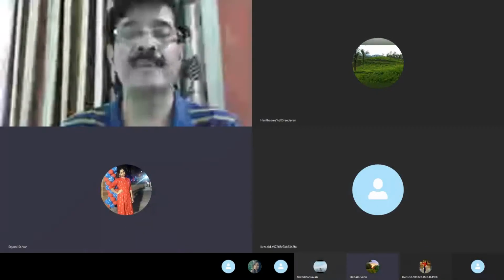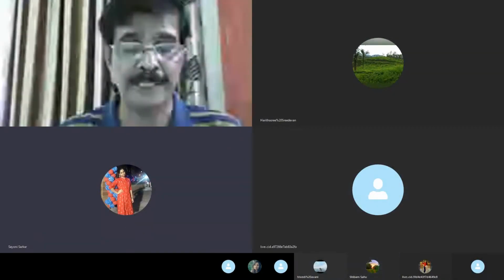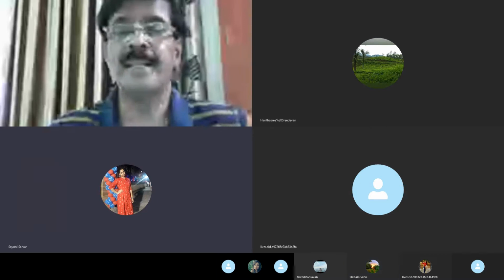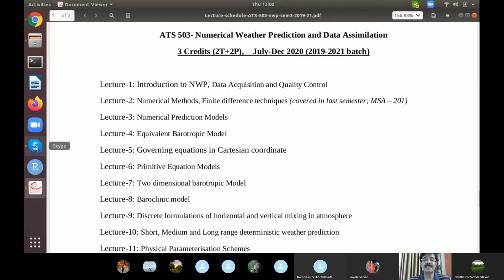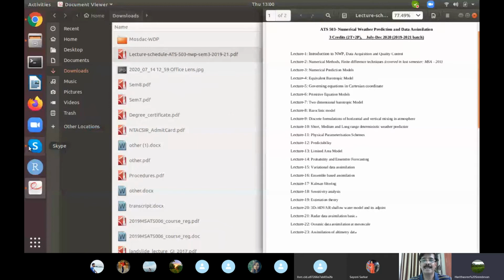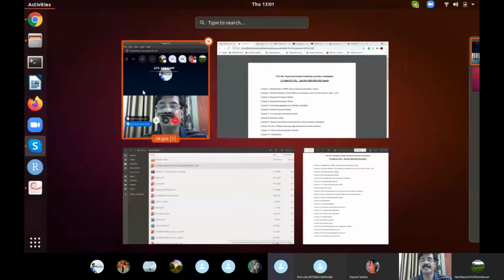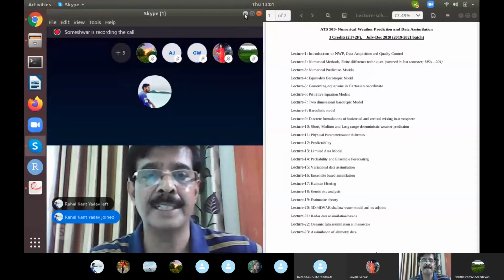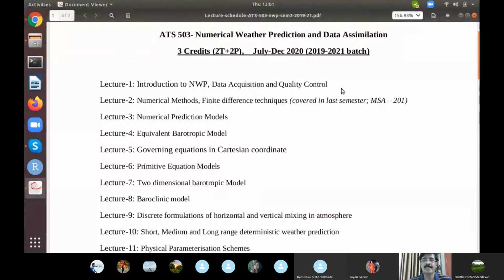Of ATS 503 data assimilation. This is a very important subject. All that you have studied so far during your MSc, whether it was dynamic meteorology, physical meteorology, or modeling of atmospheric processes, all that is applied here. The name of the subject itself says numerical weather prediction, right? That means how to predict the weather numerically. That's the theme of the subject.